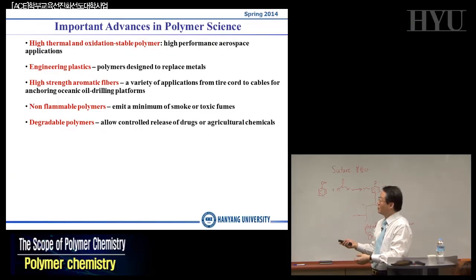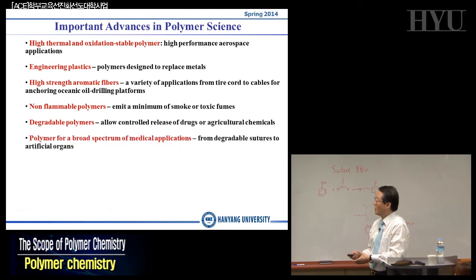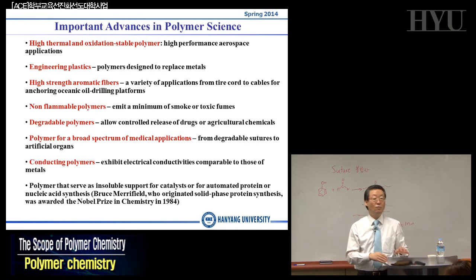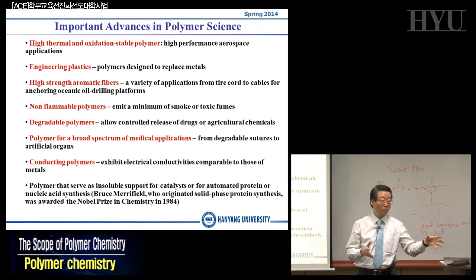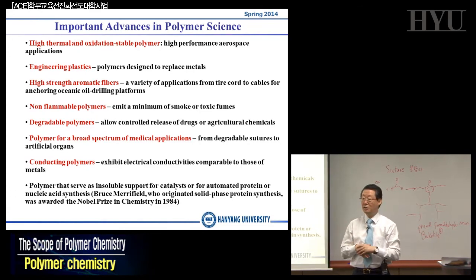So degradable polymers are very important in the controlled release of drugs and agriculturals. Polymers are widely used in medical applications, just like what I have just said to you: degradable sutures and artificial organs, tissues, and even conducting polymers. So polymers are very widely used so far, starting from rubber pneumatic tires, and these days it's a very important material.